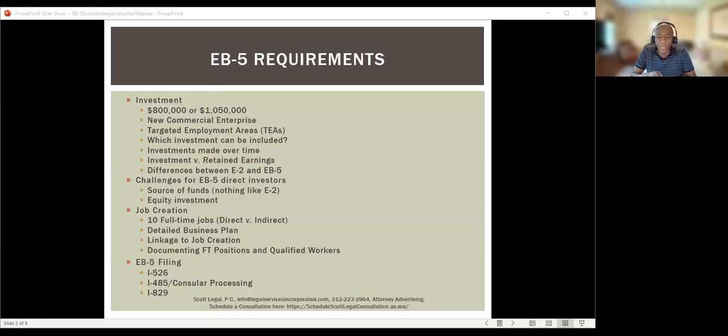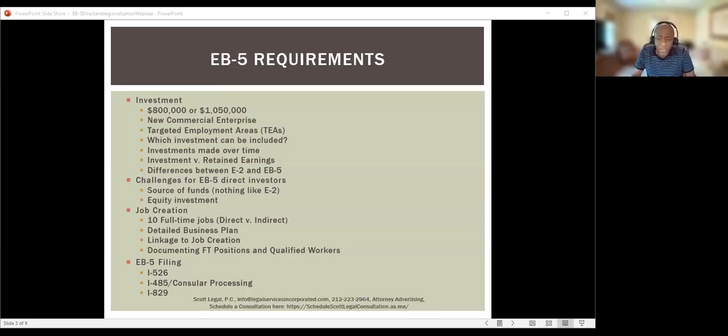When we're talking about these, we're obviously talking about direct jobs, and that's very important as you're going through the process. We always advise our EB-5 clients to use E-Verify, because the government is not going to accept that the person gave me a fake green card. They're not going to accept that at all. They would say that that does not count as a particular job.